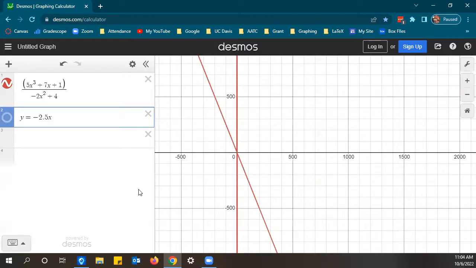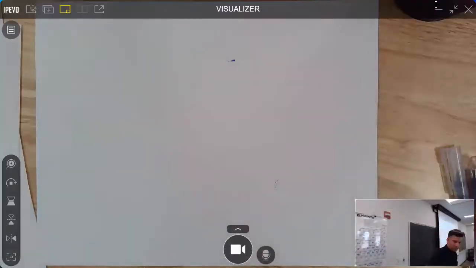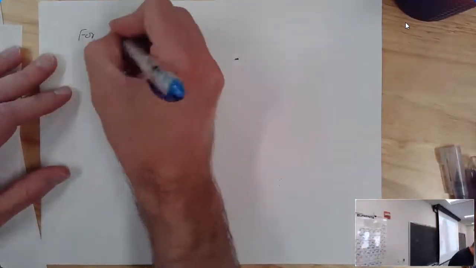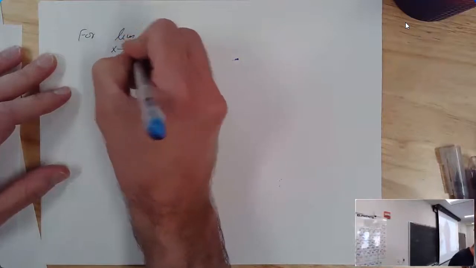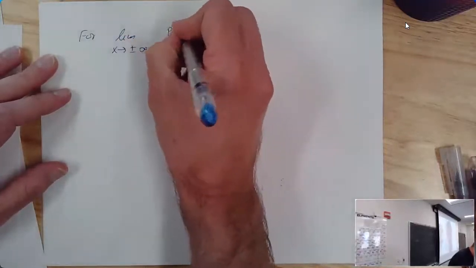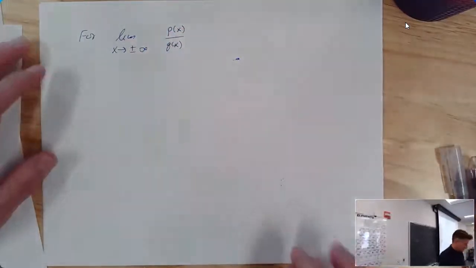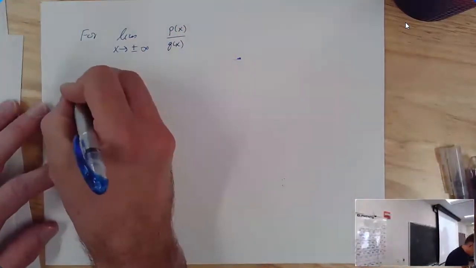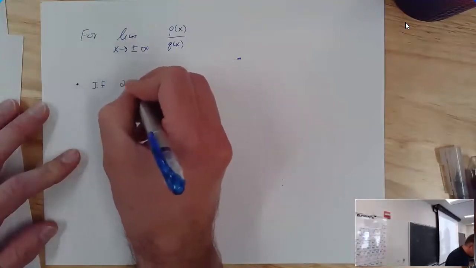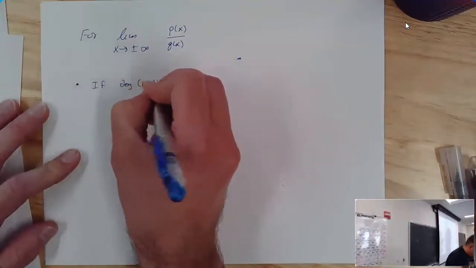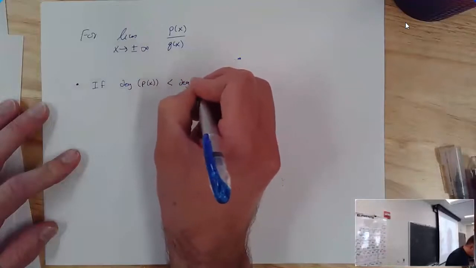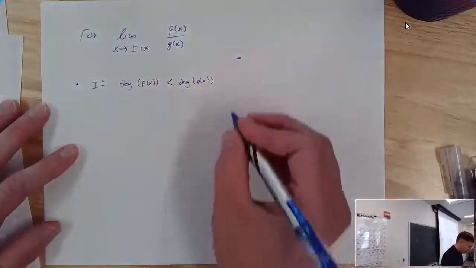Right. So here's what I would say in general, and this is how it kind of works for any rational function. For the limit as x goes to plus or minus infinity of a polynomial divided by another polynomial, 3 things can happen. Thing 1, if the degree on the top is strictly less than the degree on the bottom, that was the second case we saw, the limit's going to be 0.